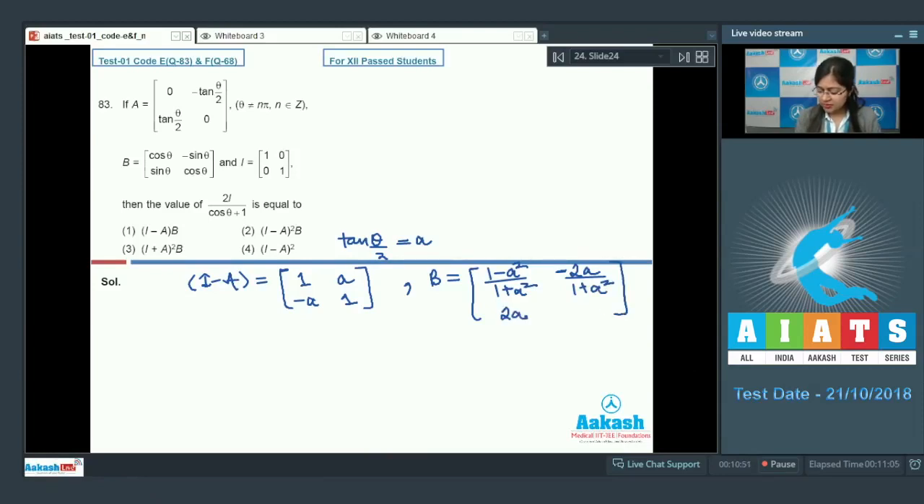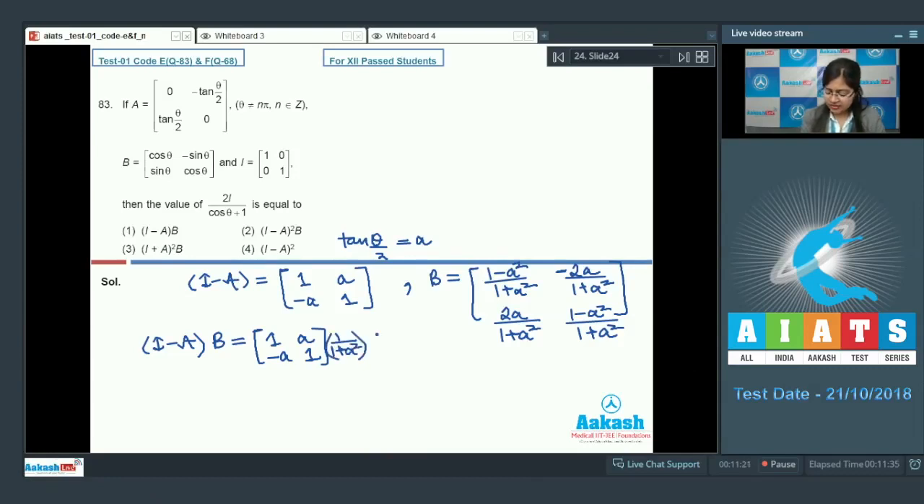Similarly, it can be written equal to 2a upon 1 plus a square, 1 minus a square upon 1 plus a square. Now, finding the value of I minus A into B, it can be written equal to 1 a minus a 1 into B, taking 1 upon 1 plus a square common, we will get it equal to 1 minus a square minus 2a 1 minus a square.